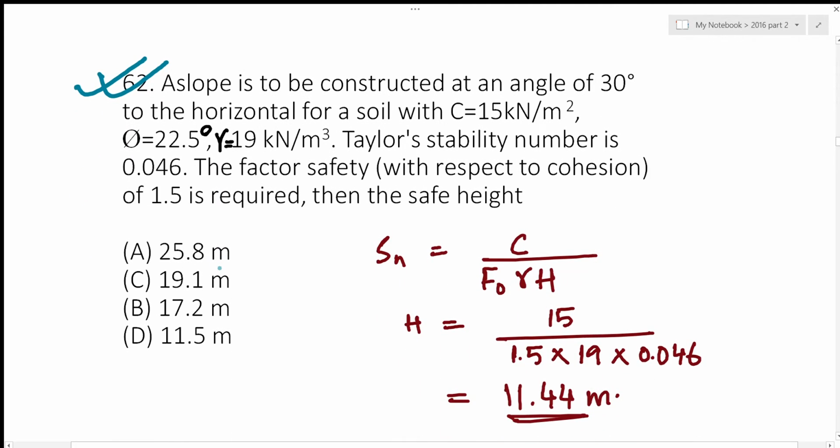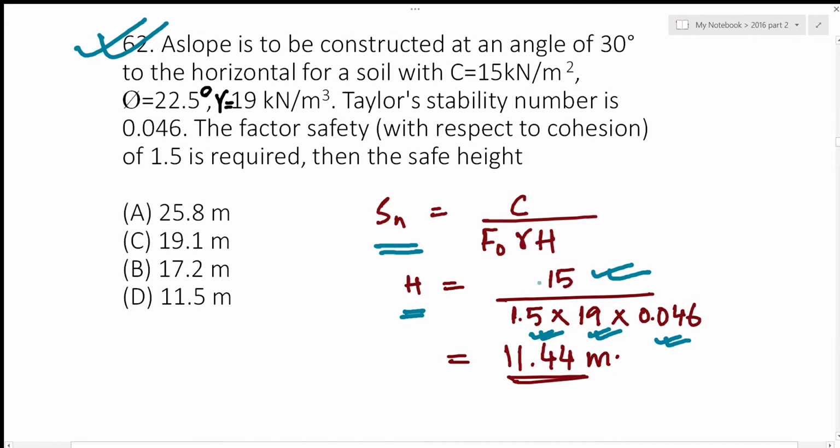safe height. Now, stability number is given by C by F naught gamma h. So h is the safe height here. You just need to replace the values where 15 is the cohesion value, 1.5 is the factor of safety, 19 is gamma, and stability number is 0.046. So the answer, the safe height would come out to be 11.44. So the nearest answer in this particular question would be D, 11.5 meters.